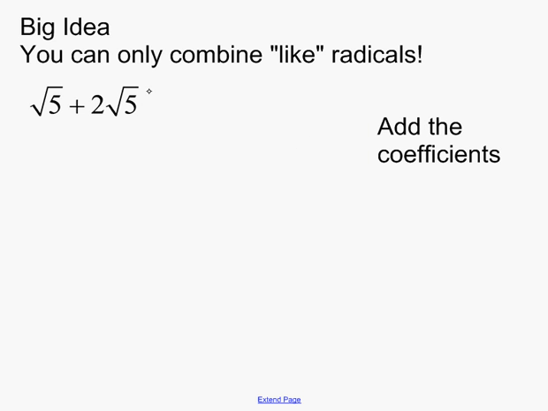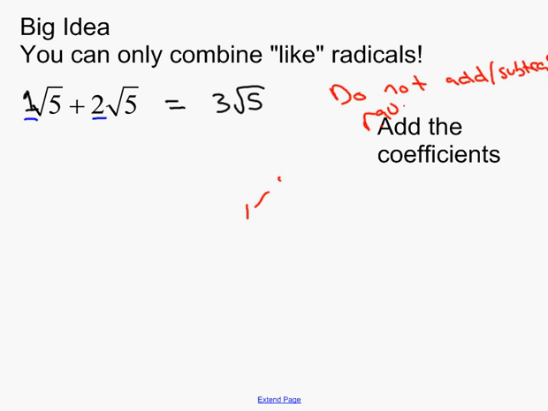So radical 5 plus 2 radical 5 is equal to 3 radical 5, because the coefficient of radical 5 is 1. There's an invisible 1 there. So 1 plus 2 is 3, so you get 3 radical 5. Do not add or subtract the radicands. Okay, do not add or subtract the radicands. Only the coefficients. All right?